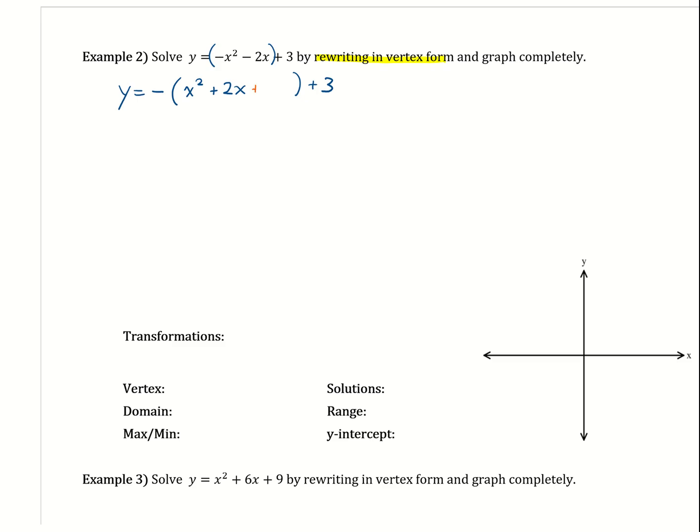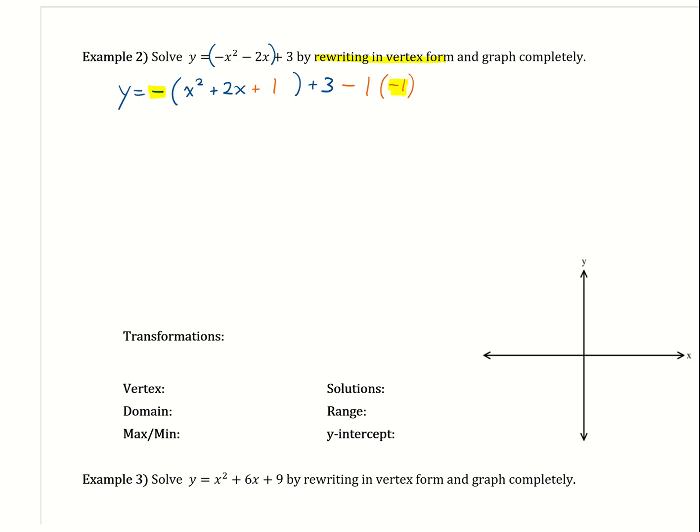All right, we're always going to add inside, subtract outside. The number that you add is half of the middle, so half of 2 is 1, squared. 1 squared is still 1. So we're going to subtract 1, but then the 1 that we subtract is going to get multiplied by the negative 1 that we took out in the front, right there. So just be aware that this is where this is coming from.